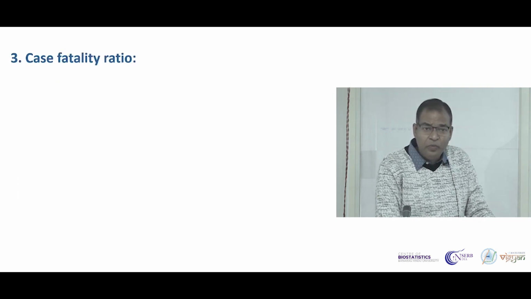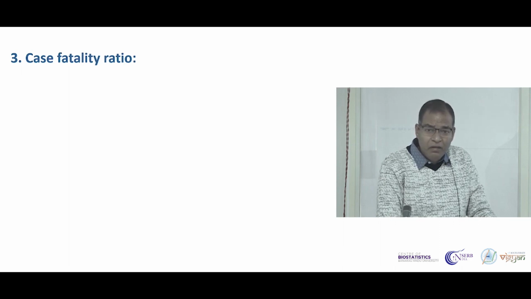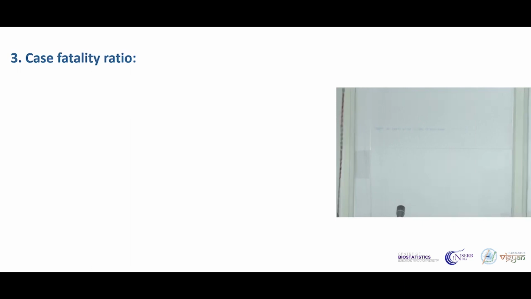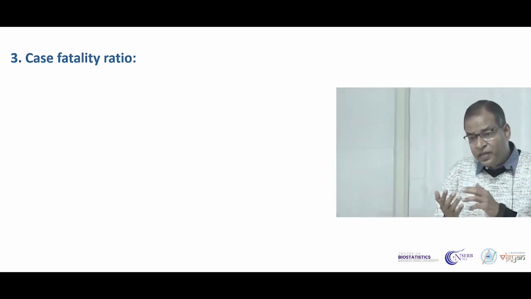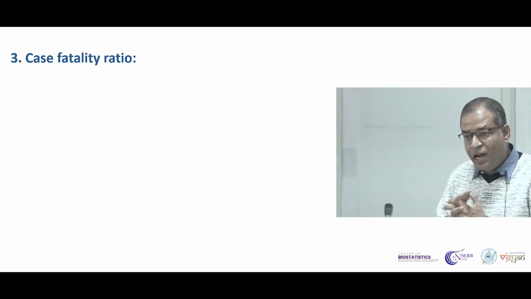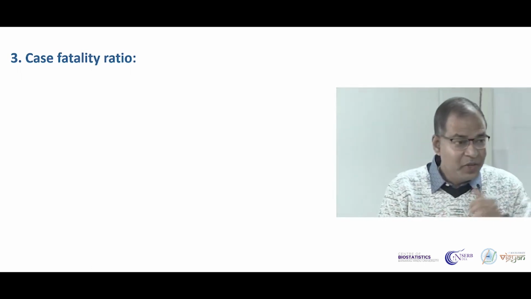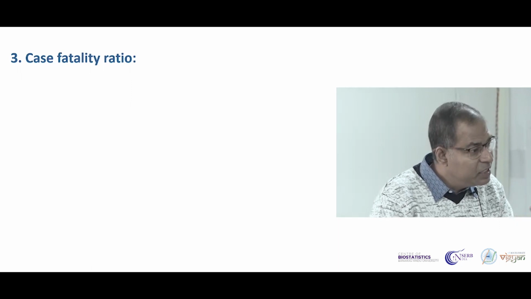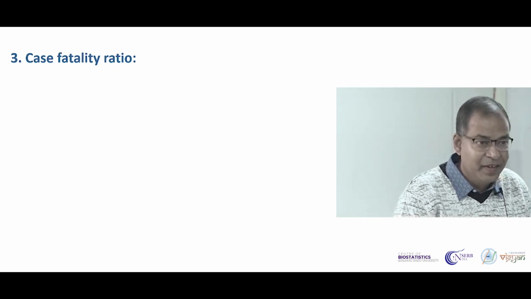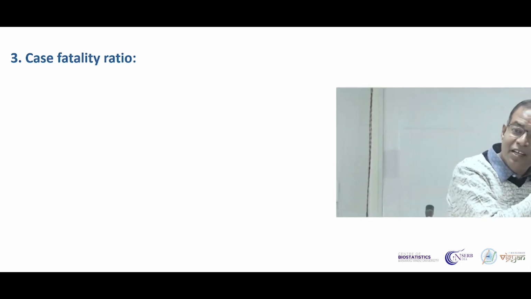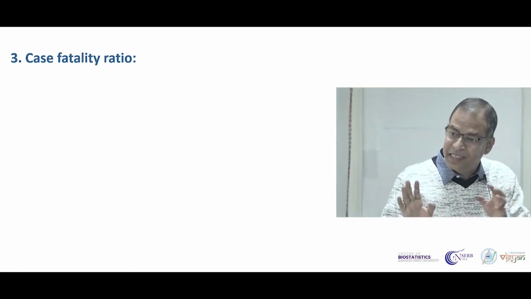Case fatality ratio means, say for example, in a particular area there are 50 patients of tuberculosis, and out of 50 tuberculosis patients, 10 patients died. So 10 by 50 into 100, this is basically the case fatality ratio. Clear? And when this is the mid-year population, it becomes the specific death rate. Is this clear? This is the thing that you have to remember.